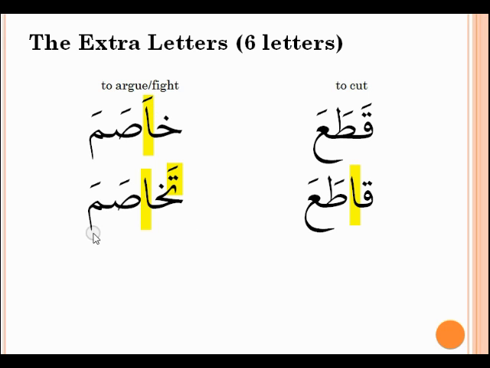Here it is takhaasama. In this form, it becomes more than two people involved. It's a group involved. So one person is arguing with another person, one or two or more people. Remember, the ta also indicates the gradual occurrence.